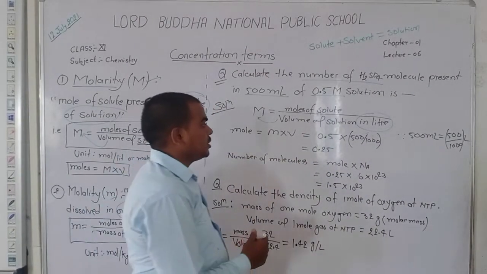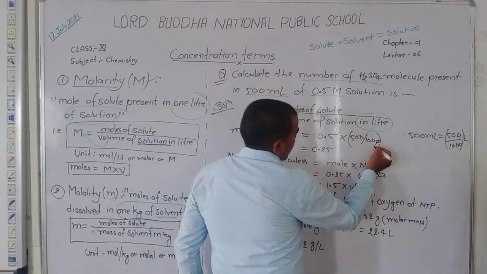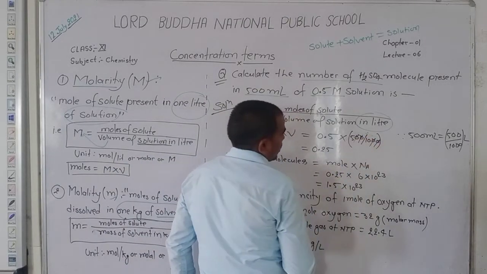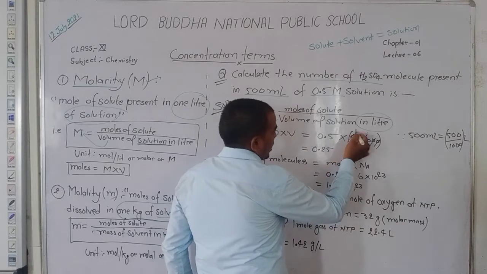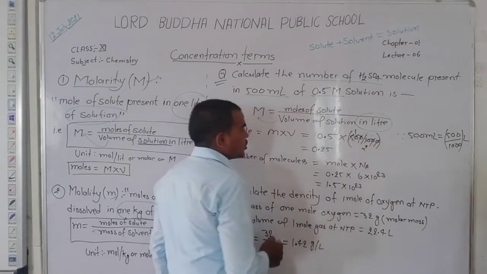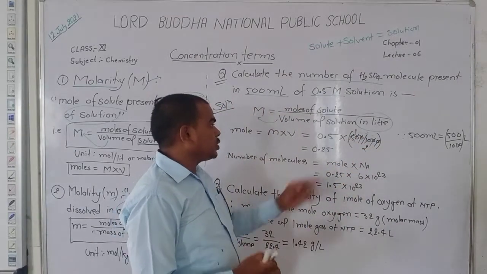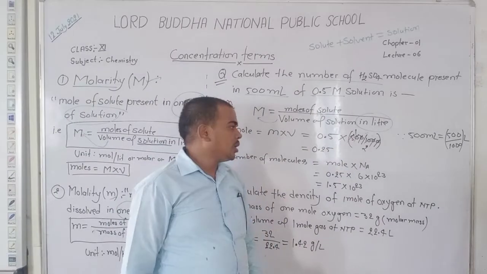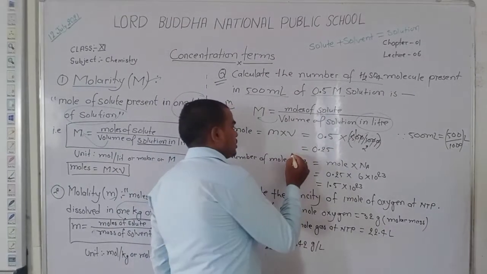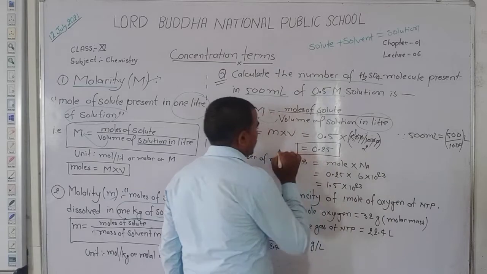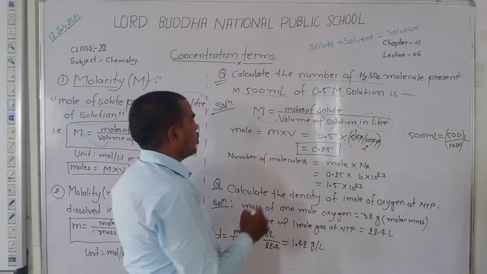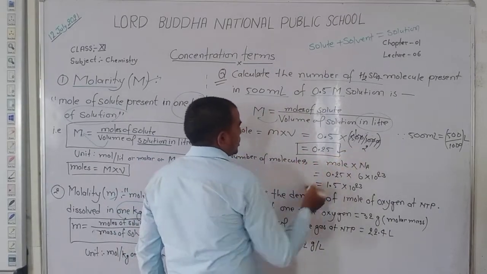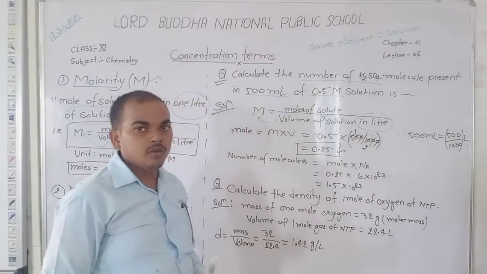Dear student, we cut the zero with zero and obtain 5 into 5, 5 to 10, 1 by 2 here. And when 0.5 is divided by 1 by 2, we find 0.25 mole of the solution. 0.25 is the mole of solution.